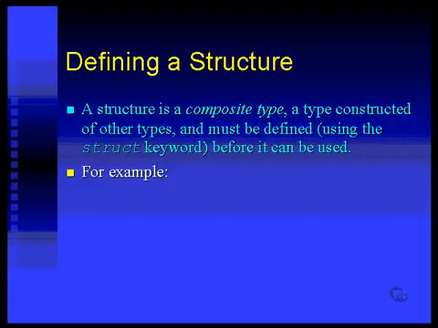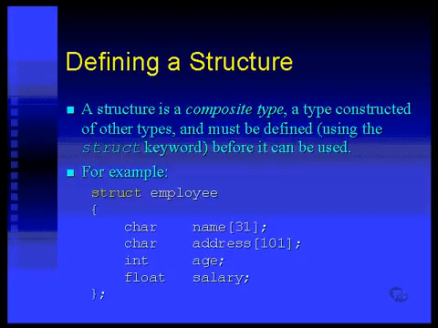Let's see what one looks like. Well, we use the keyword struct, and then we specify the name of the structure that we're trying to create. Then we use the open curly brackets, just as if we were creating a function, but we're not creating a function. Notice there are no parentheses after the word employee.